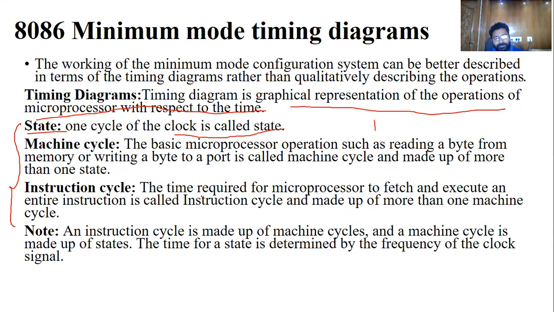Suppose the microprocessor performs a read operation or a write operation, memory read or memory write operation. So it requires a specific number of clock cycles. For a read cycle, you require 4 states of the clock. For a write cycle, you require 4 states of the clock. That you can call one machine cycle.